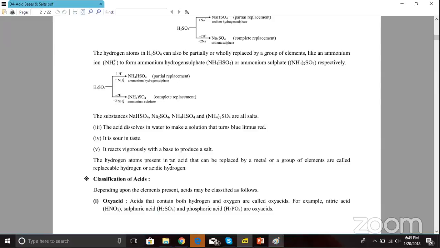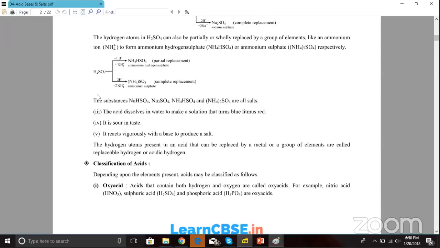It reacts vigorously with a base to produce a salt. So this we call a neutralization reaction. The hydrogen atoms present in the acid that can be replaced by a metal or a group of elements are called replaceable hydrogen atoms. So in H2SO4, we have two replaceable hydrogen atoms. At the same time, if you take HCl, it contains only one replaceable hydrogen atom. Suppose phosphoric acid, H3PO4, has three replaceable hydrogen atoms.